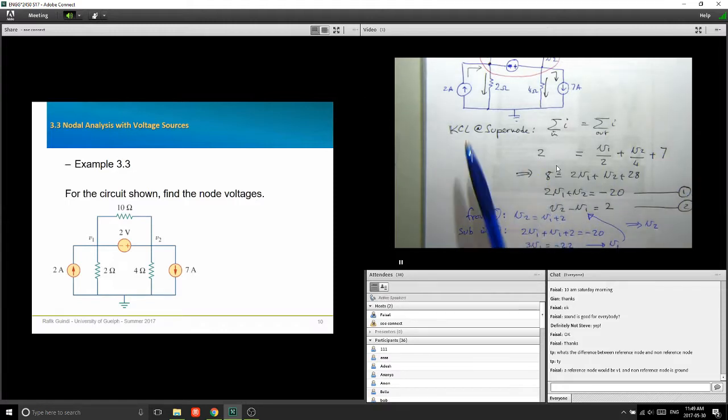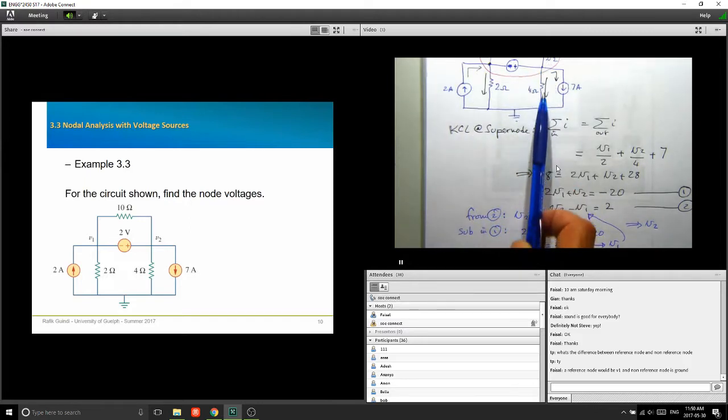But anyway, you can revise that. This is 2 plus V1 over 2 over 4. That's 7. Okay. 2V1 plus V2 equals minus 20. This looks good. V2 minus V1 is 2. V2 is V1 plus 2. 2V1 plus V1, 3V1 plus 2 equals negative 20. Well, looks good. So in that case, V1 equals minus 22 over 3.